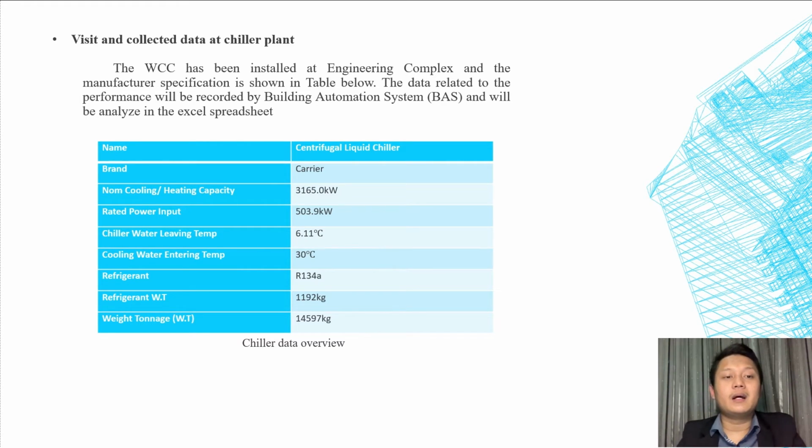Visit and collected data at the chiller plant. The water-cooled chiller has been installed at the engineering complex and the manufacturer specification is shown in the table below. The data related to the performance will be recorded in the building automation system and analyzed in the Excel spreadsheet. The brand of the chiller we are using in the engineering complex is Carrier. The refrigerant used is refrigerant 134A. Refrigerant weight is 1,192 kilograms.